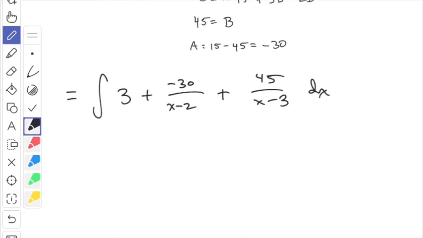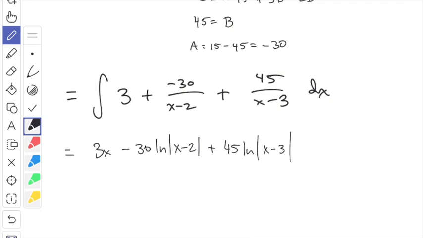There you go. All the hard work is done. Now we just write the answer by integrating. So the 3 becomes a 3x. The next guy becomes negative 30 natural log absolute value x minus 2. And then the next guy becomes 45 natural log absolute value x minus 3. There you go.